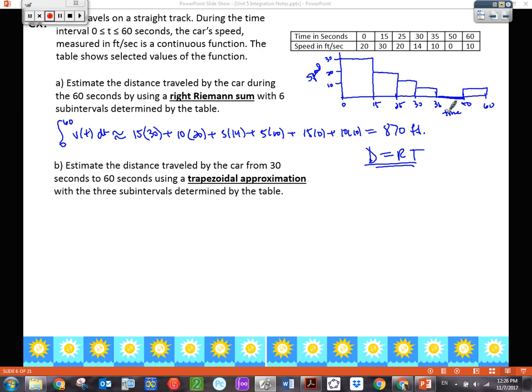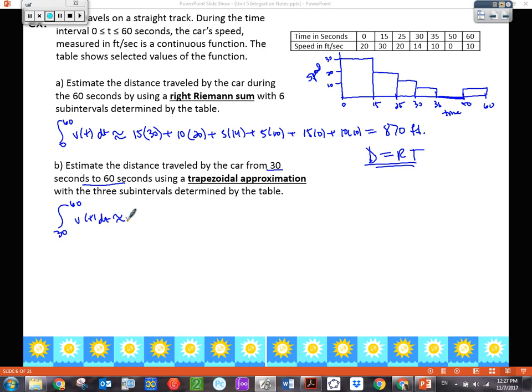All right, so the last part B says estimate the distance traveled by the car from 30 to 60 seconds. Look how important it is to read instructions. Ooh, they changed numbers on us. They went from 0 to 60 to 30 to 60. If we didn't read instructions, we would miss that. So we are looking at the integral from 30 to 60 of velocity. It's going to be approximately.